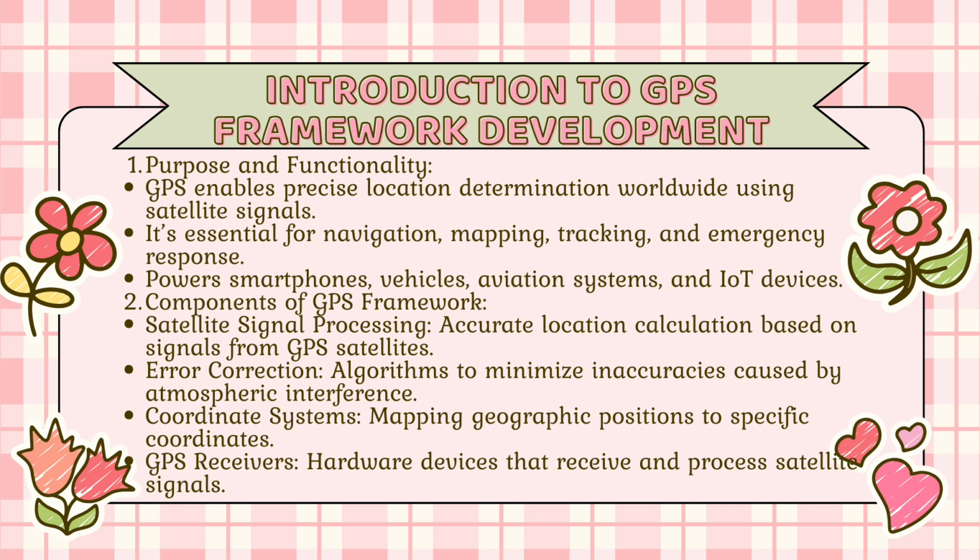Second is component of GPS framework. There are 6 types of component. First is satellite signal processing. It uses accurate location calculation based on signal from GPS satellite. Second is error correction. It is algorithm to minimize inaccuracy caused by atmospheric interference. Third is coordinate system, which is mapping geographic position to specific coordinates.